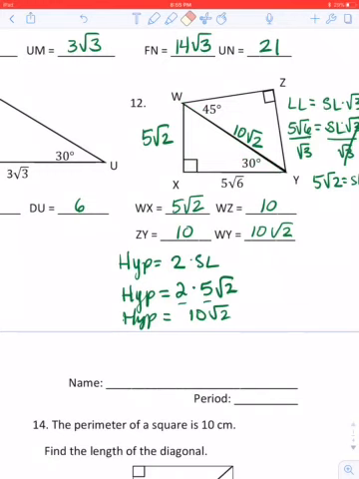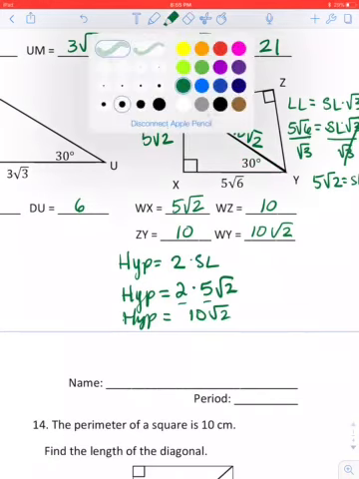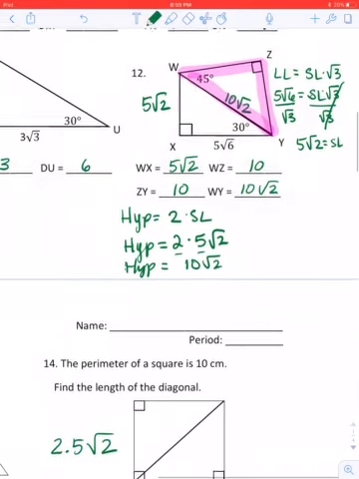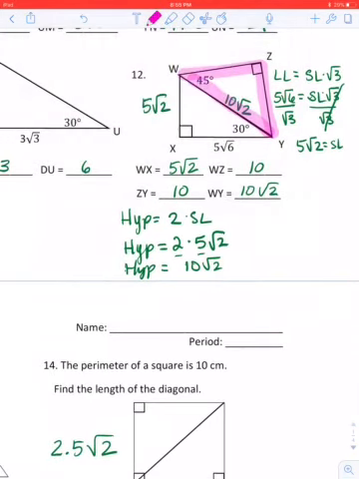It's also the hypotenuse of the 45-45-90 triangle right here. And the rule for that, there's only one rule for that, is that the hypotenuse is equal to the leg times the square root of 2. So I want to get the leg, and I know the hypotenuse is 10 square root of 2. So I'm going to plug in the hypotenuse.